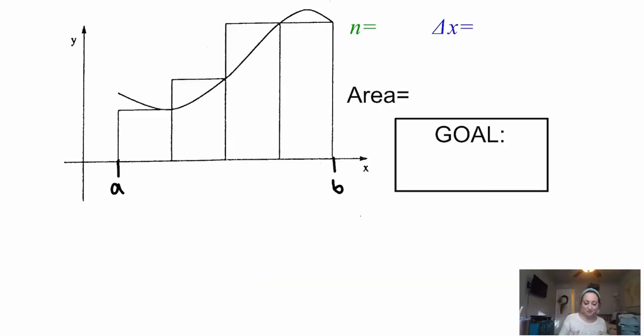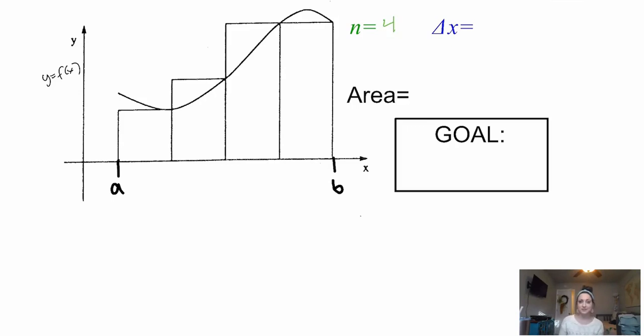All right, so what we've got here is just some generic graph. I'm going to call it y equals f of x. And I've created 4 rectangles. And what kind of approximation method am I using here? I'm using RRAM, okay? And so in this case, what is n? Do you remember? N is the number of rectangles, so in our case, n is 4.